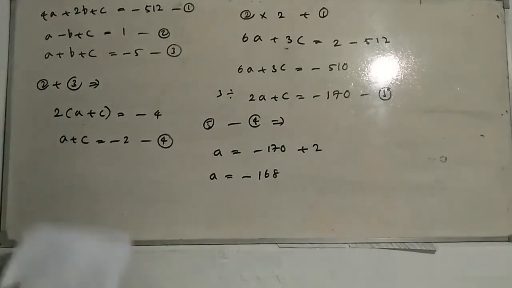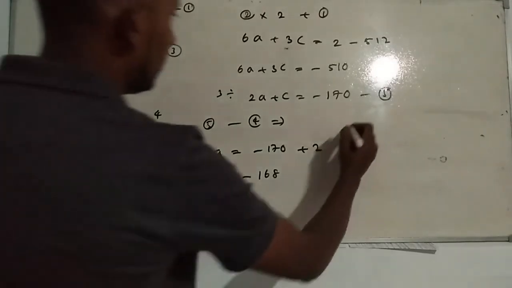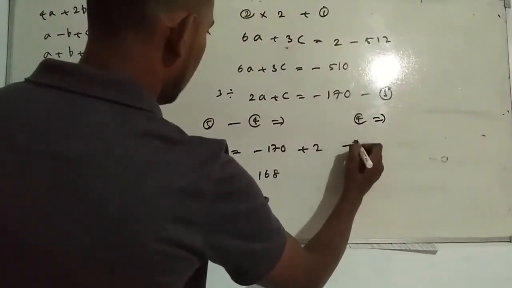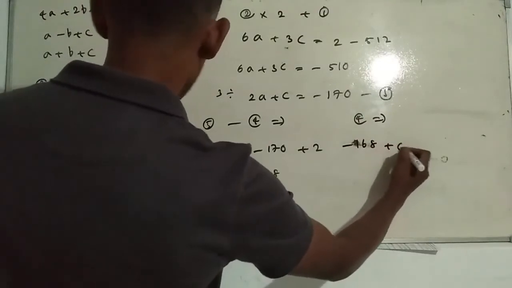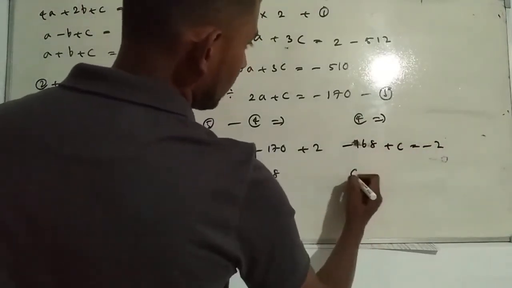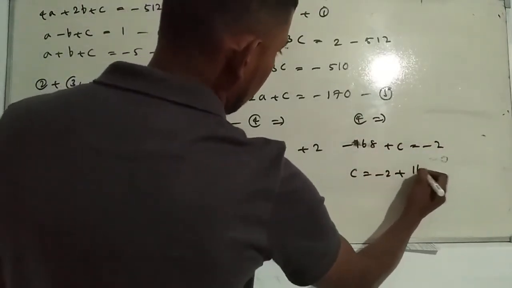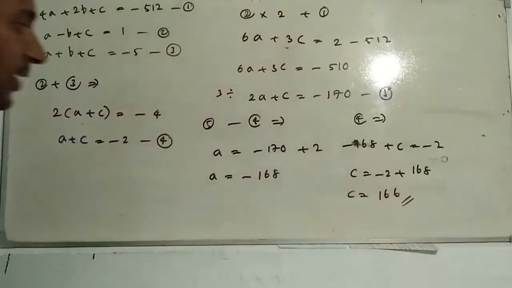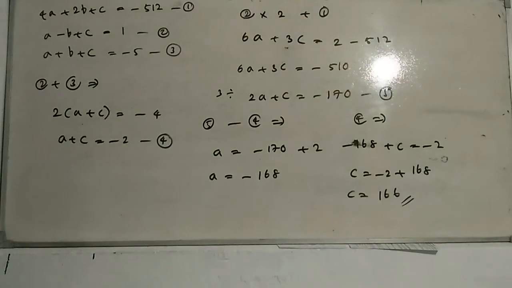That means we can find the value of c. For that I use the fourth equation, a plus c. A is minus 168, plus c is equal to minus 2. That means c is equal to minus 2 plus 168. C is equal to 166. There is the value of c for our equation.